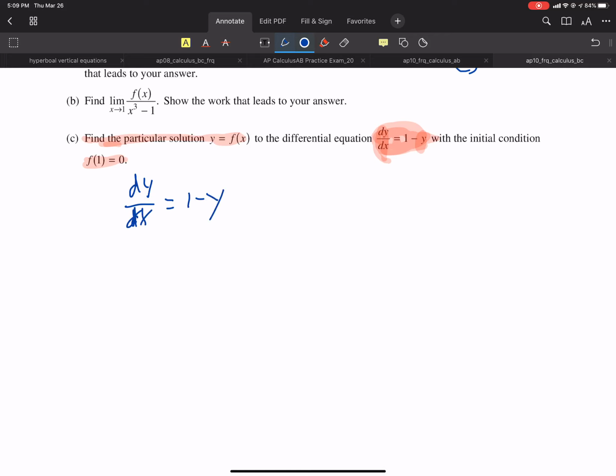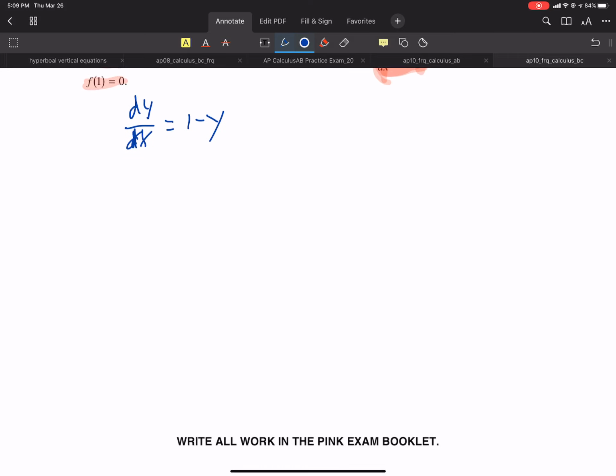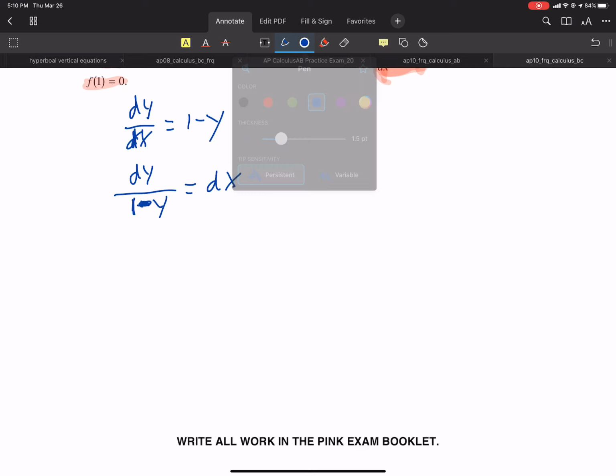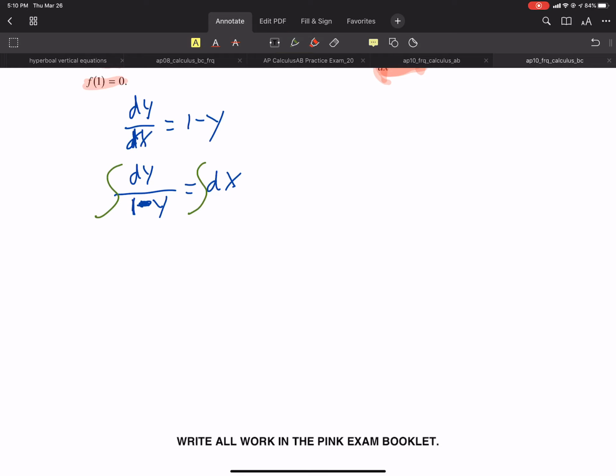Well, we need to separate our variables. So I'm going to rearrange it, divide by 1 minus y on both sides. And then the dx is on that side. You would get a point just for doing that. Then we integrate both sides. Well, the right side's easy. What's the antiderivative? Now, you might not see it, but there is a 1 there. And the antiderivative of 1 is x. Don't forget your plus c.